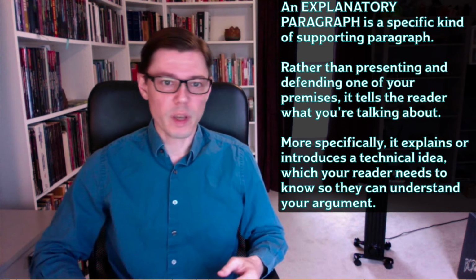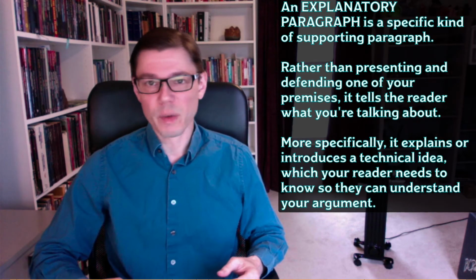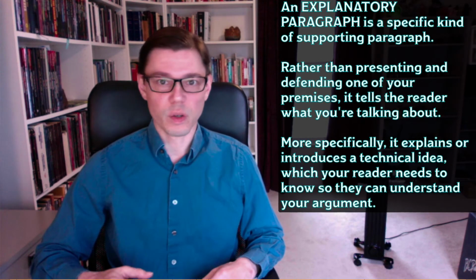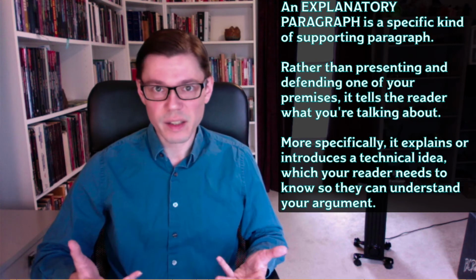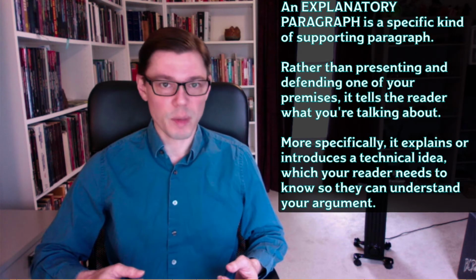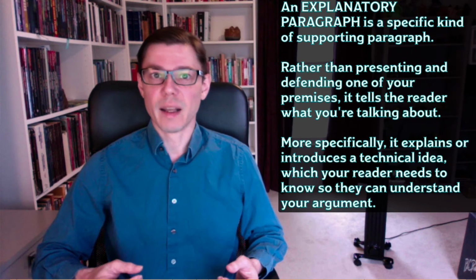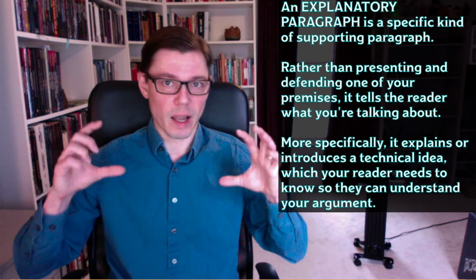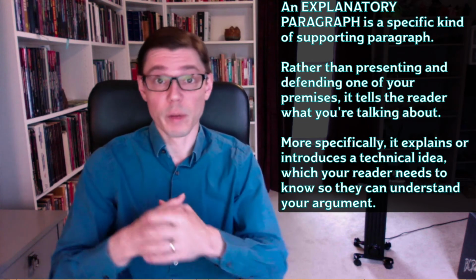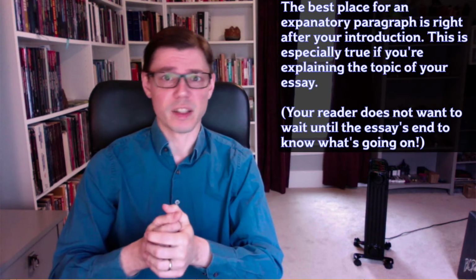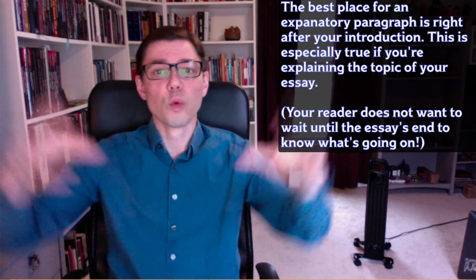If you're doing a paper on kaiju, you might want to say, well, what is a kaiju exactly? If you're doing a paper on physical ed, you might want to talk about what phys ed is. If you're doing a paper on musical therapy or aromatherapy, you might want to talk about what those things are. But you want to do that in their own paragraph, which is an explanatory paragraph. The best place for an explanatory paragraph, at least if you're explaining something that's central to your thesis, is right after the intro paragraph, right?